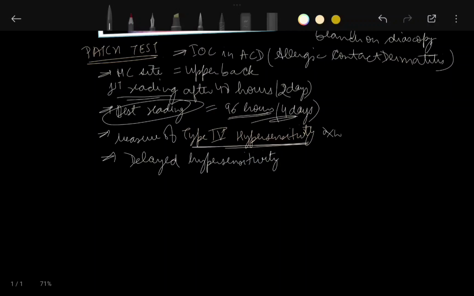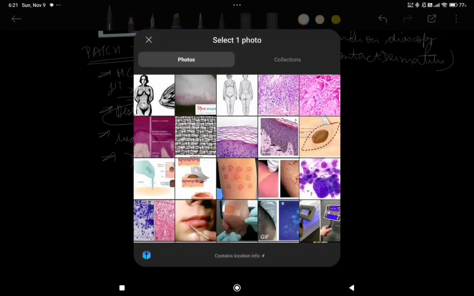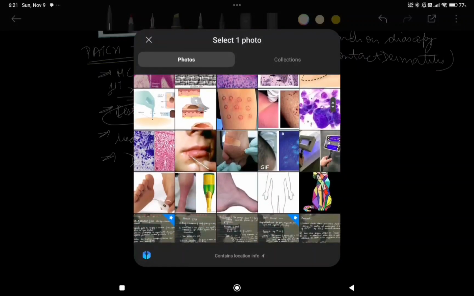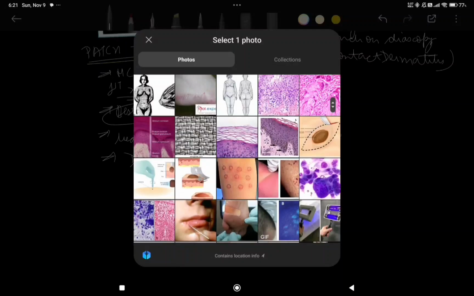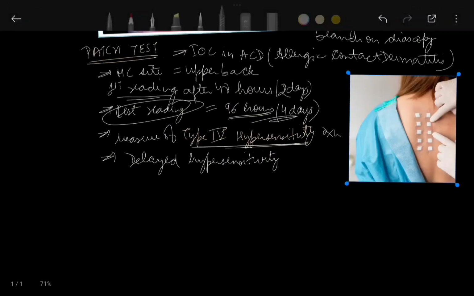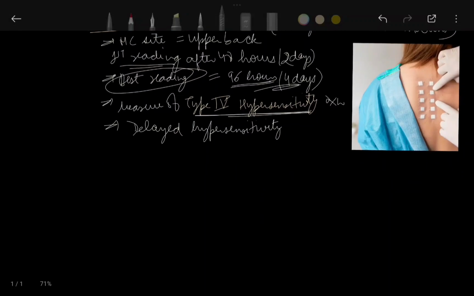Okay, patch test is the investigation of choice in allergic contact dermatitis, and the most common site is upper back. First reading is done after 48 hours, best reading after 4 days, and it is a measure of type 4 hypersensitivity reaction. Delayed hypersensitivity is seen. I think I don't have the image of patch test right now. Maybe it skipped. Okay, so this is the image of patch test. In this, type 4 hypersensitivity or delayed hypersensitivity is checked, and the most common site is upper back.